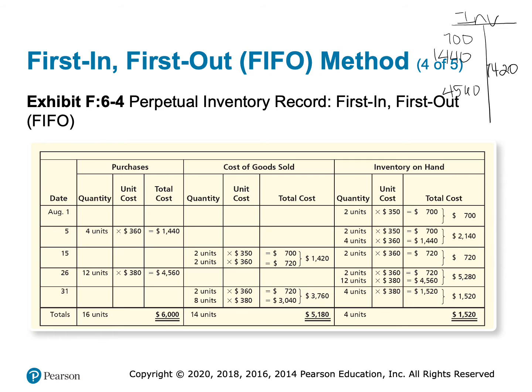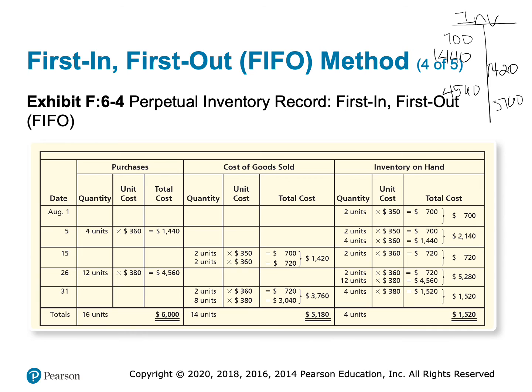And now lastly, I am told that I sold 10. So under FIFO, I'm assuming that I sold the 2 old ones at $360 plus 8 of the new ones at $380. So I'm going to do 2 journal entries again, 1 to debit cash or accounts receivable, 1 to credit sales revenue for 10 times 500 or 5,000. And then I'm going to do a second entry to debit cost of goods sold, credit inventory for $3760.